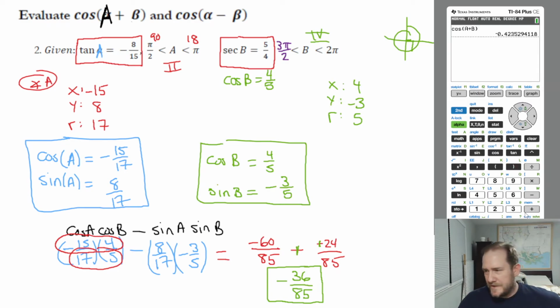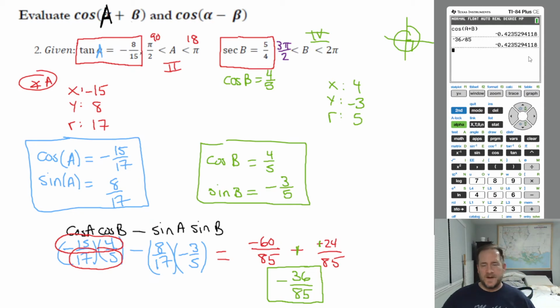Now what did we say the answer was? Negative 36/85. Boop. Would you look at that? That's kind of satisfying, right? To know that that fraction that we just got is the right answer. That is the exact value of the cosine of these two technically unknown angles. So there, we did it.